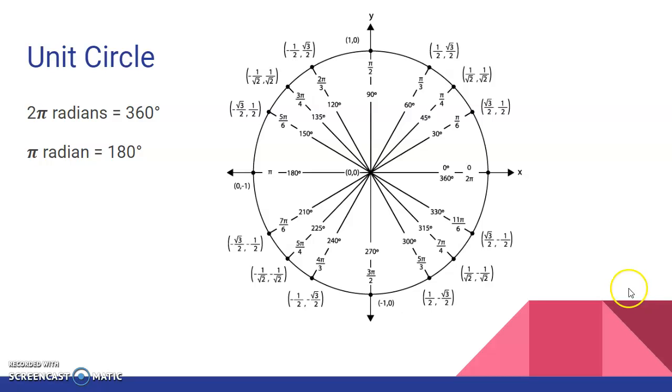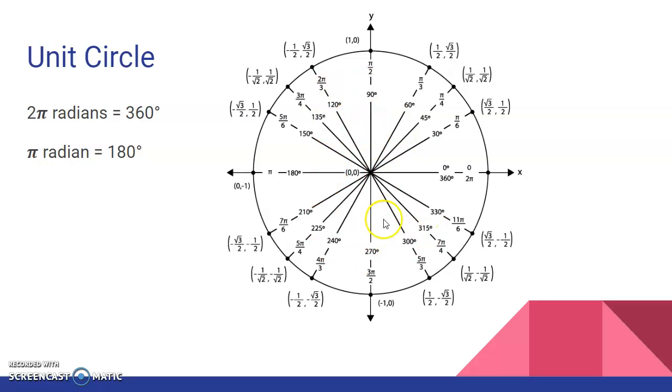This is what we call a unit circle. We know a whole circle is equal to 360 degrees or 2 pi radians, and half a circle would be 180 degrees or pi radians. The unit circle gives us angle measures in radians as well as points for coordinates.